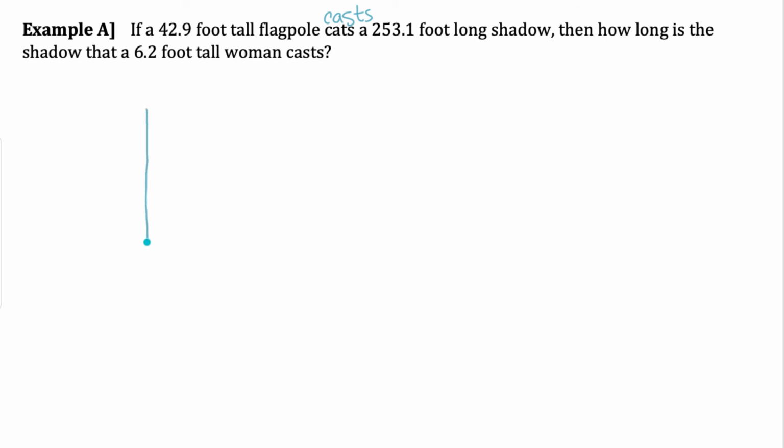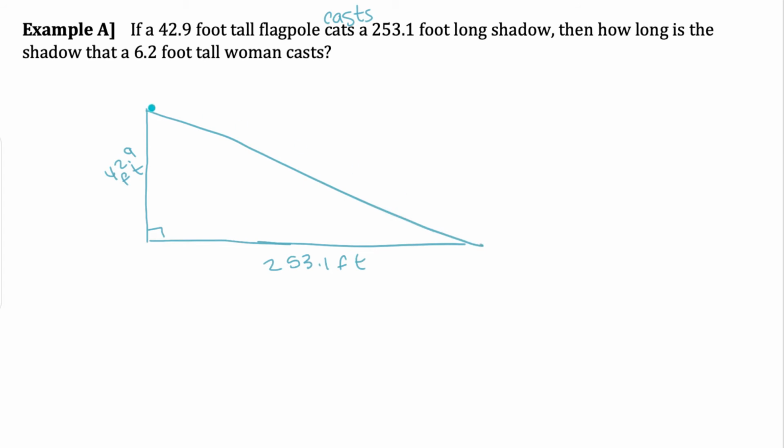So we can draw our flagpole. It's 42.9 feet, right? And our shadow here is 253.1 feet. Right? So we can draw that, and just to indicate that there's a flag there, right? And then we have a woman, right, who is 6.2 feet tall. And then we don't know, this is what we're trying to find out. We don't know how long her shadow is.